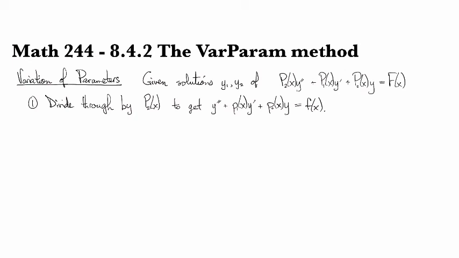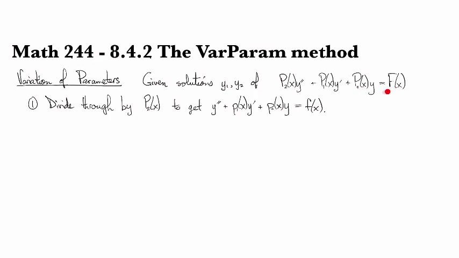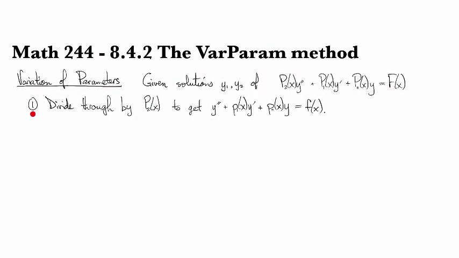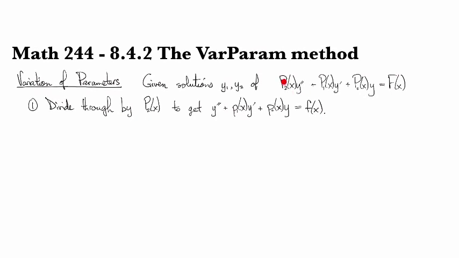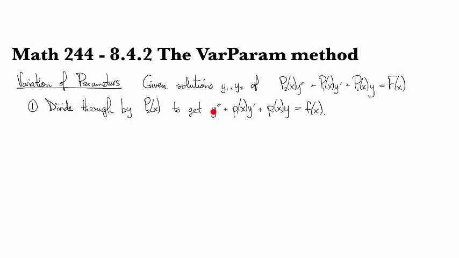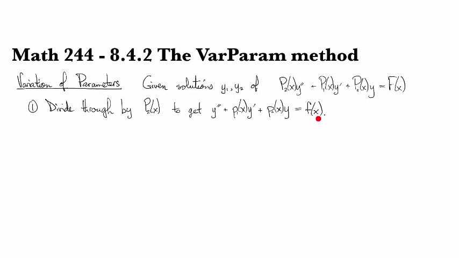So here's how to do variation of parameters. We start with two linearly independent solutions of some second-order linear ODE, not necessarily constant coefficient. The first step is to divide all the way through by P2, the coefficient of the y double prime term, so that we get a new equation where y double prime has a coefficient of 1. So that looks like this here.